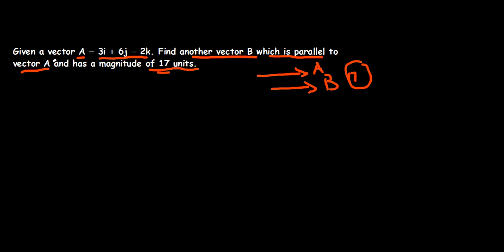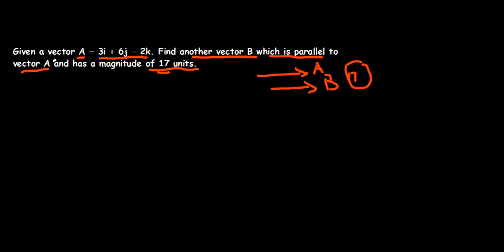What are we going to use? We are going to use the fact that a unit vector has a magnitude of 1. So we are just going to find the unit vector of A, and that unit vector has a magnitude of 1. To find vector B, which has a magnitude of 17 and is parallel to vector A, we're just going to multiply that unit vector of A by 17.